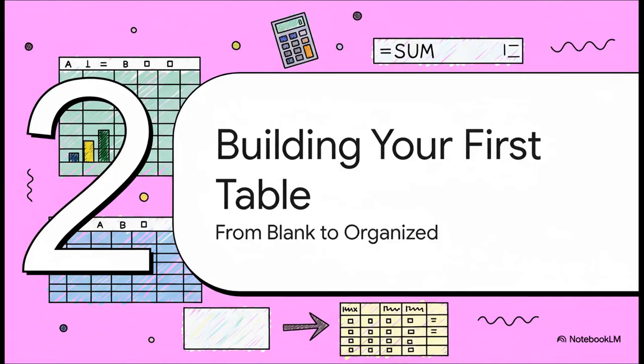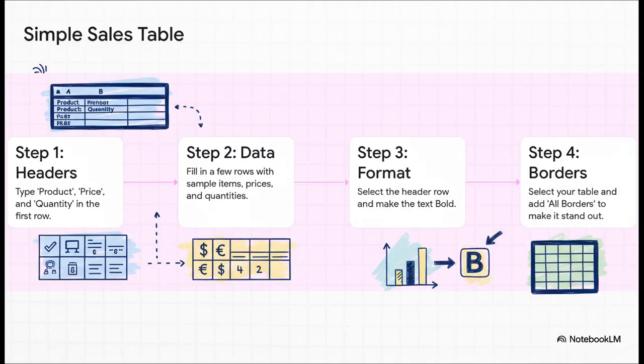All right, enough talk. Theory time is over. Let's actually get our hands dirty and turn this blank page into something that's actually useful. We're going to build a super simple sales table. This is super easy. Just 4 simple steps. First up, we need some headers. So just click into cell A1 and type product, then pop over to B1 for price and C1 for quantity.